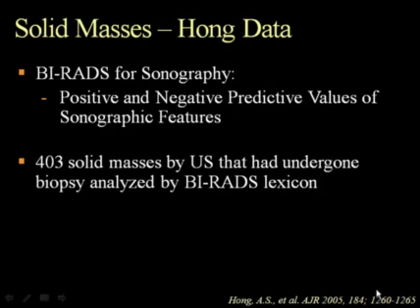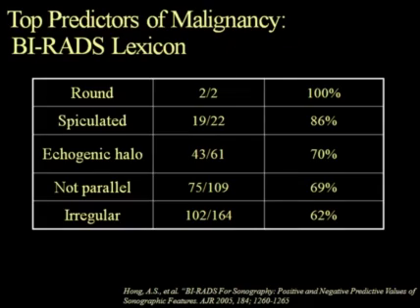Hung published some important data in AJR in 2005 about solid masses, and he used the BI-RADS for ultrasound and positive and negative predictive values of sonographic features. He had 403 solid masses by ultrasound that had undergone biopsy and were analyzed by the BI-RADS lexicon. What he found was top predictors of malignancy, which he has outlined here in this table.